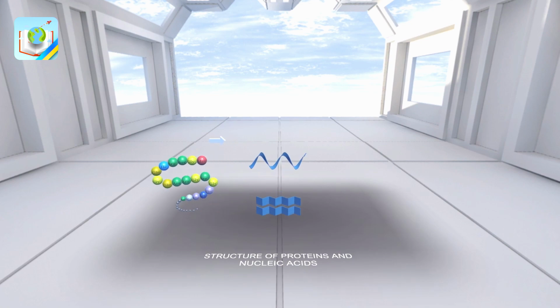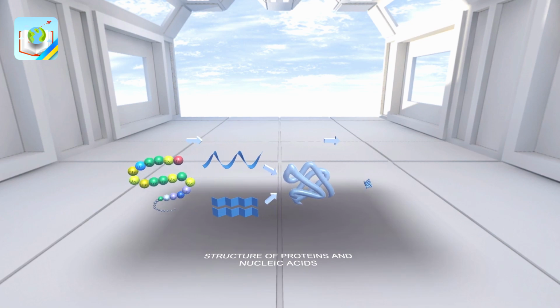Remember how proteins are formed. Let me remind you, proteins are polypeptides, the monomers of which are amino acids. The relative molecular weight of the amino acid is 100. The length of the amino acid is 0.35 nanometers.